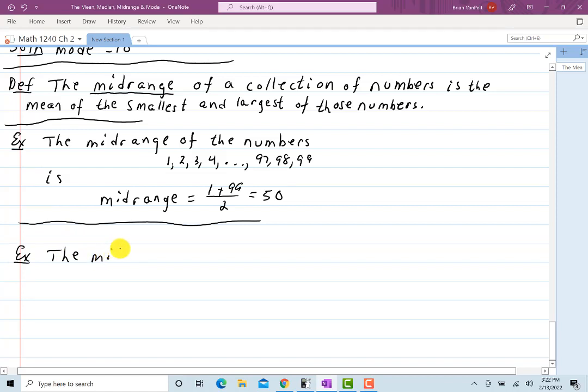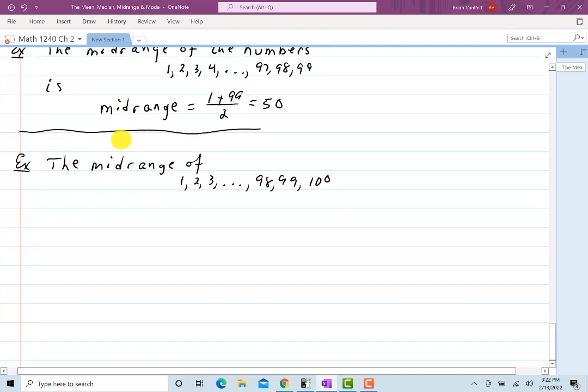The mid-range of 1, 2, 3, all the way until we get to 100, so this time I'm going up to 100, is mid-range equals 1 plus 100 over 2. So that's 101 over 2, or if you prefer, 50.5.